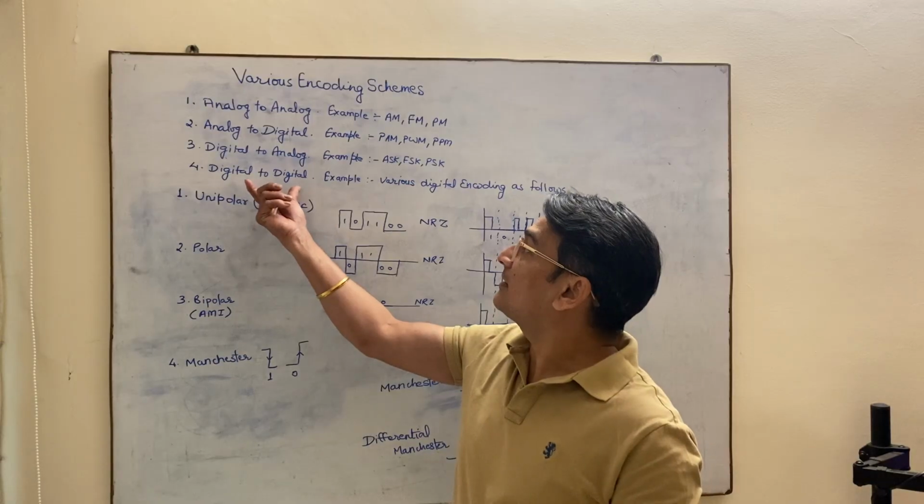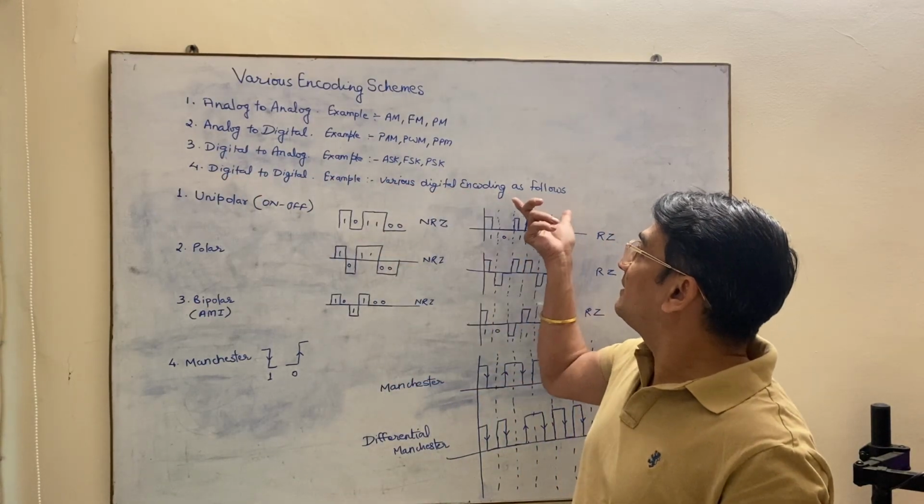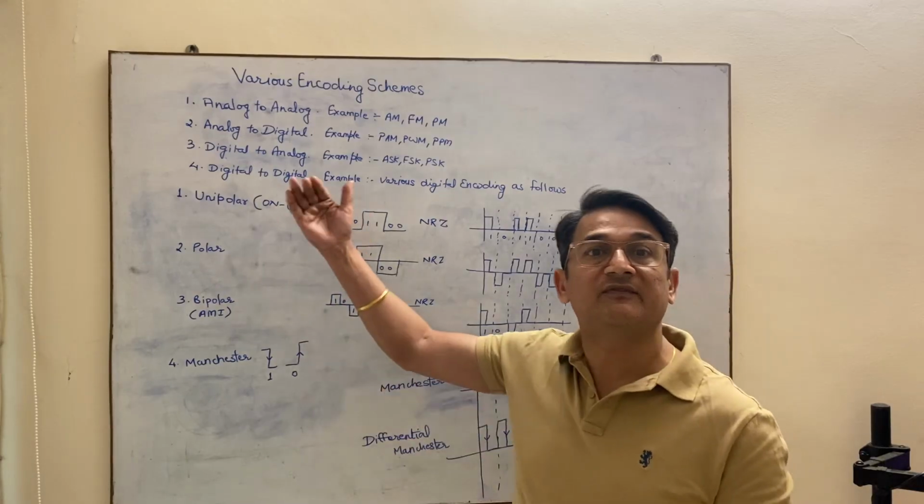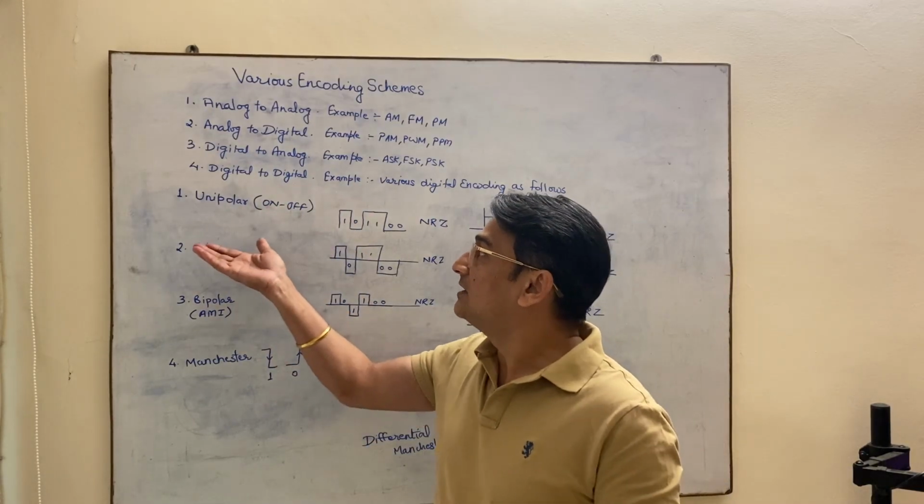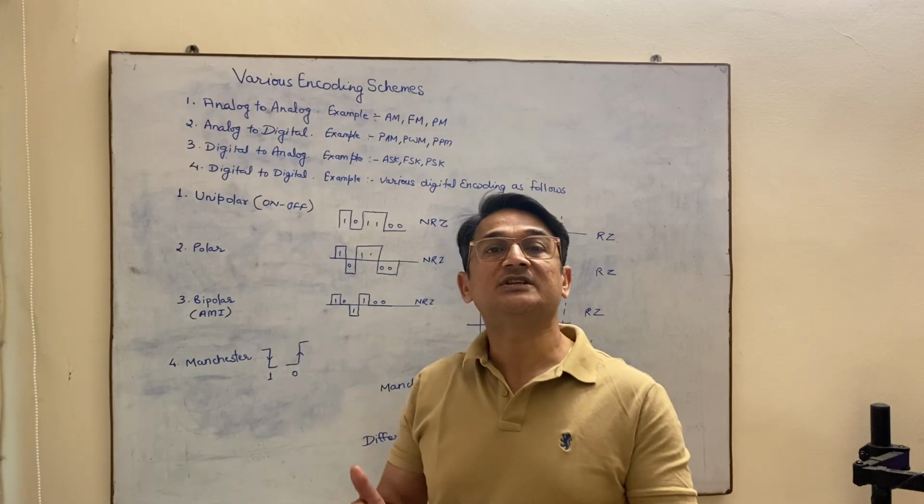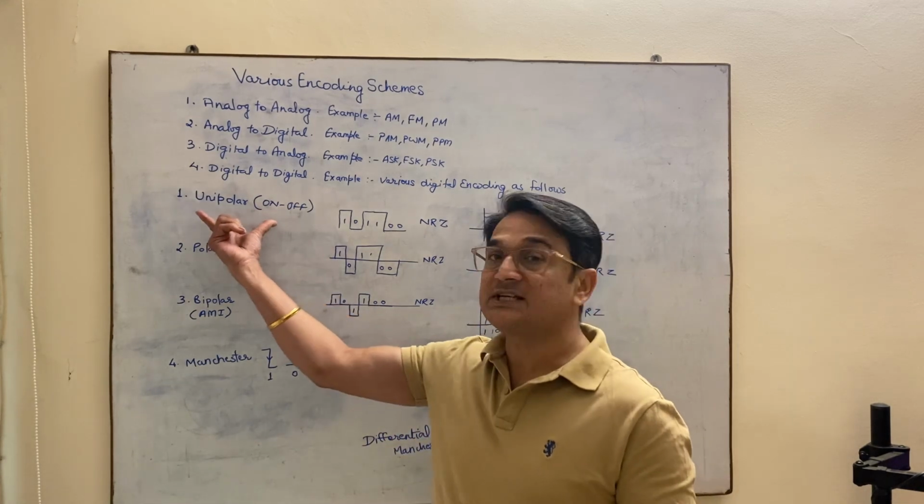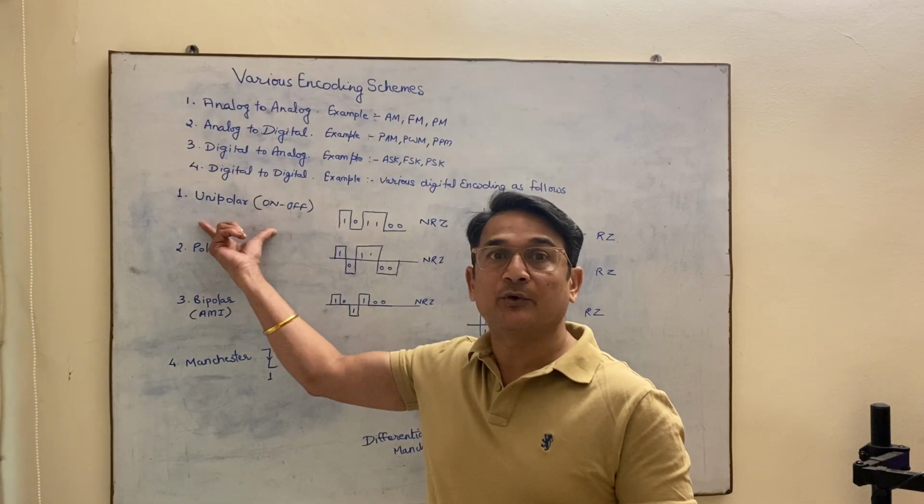And the final technique is digital to digital. The examples are various digital encodings, which are as follows. We will see how the digital to digital conversion is processed and how these techniques differ from one another. So the very first is the unipolar encoding technique.